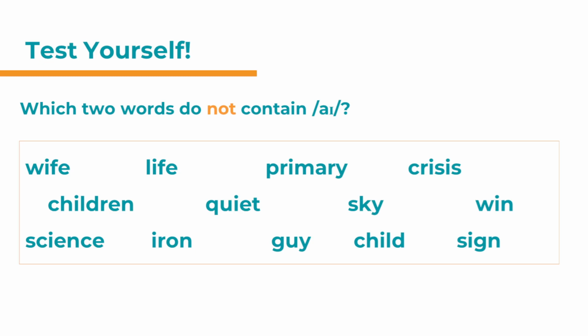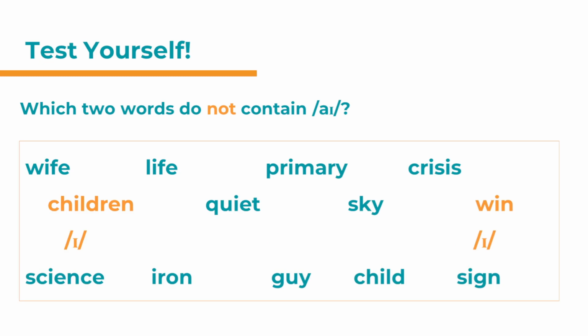Time to test yourself. Which two words do not contain /aɪ/? Pause the video, say the words out loud and listen. Which two words do not contain /aɪ/? Wife, life, primary, crisis, children, quiet, sky, win, science, iron, guy, child, sign.